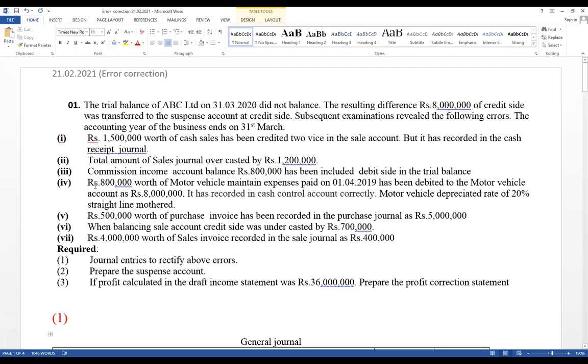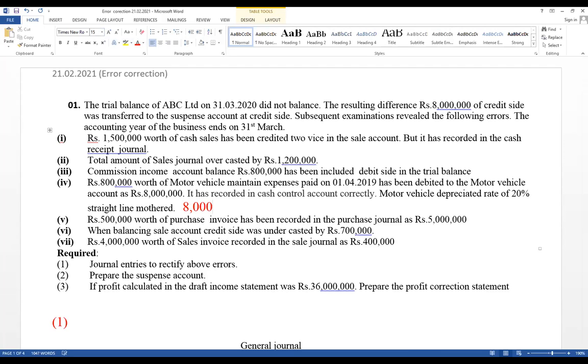Second one: it has been recorded as a motor vehicle, therefore it has been depreciated already. Think about depreciation. Based on the cost value recorded as a motor vehicle, 8,000, 20% has been depreciated. Therefore, depreciation equals 1,600. It has been recorded as a motor vehicle, therefore it has been depreciated.